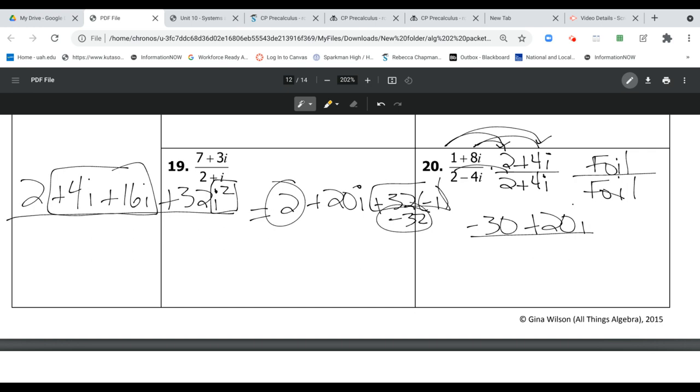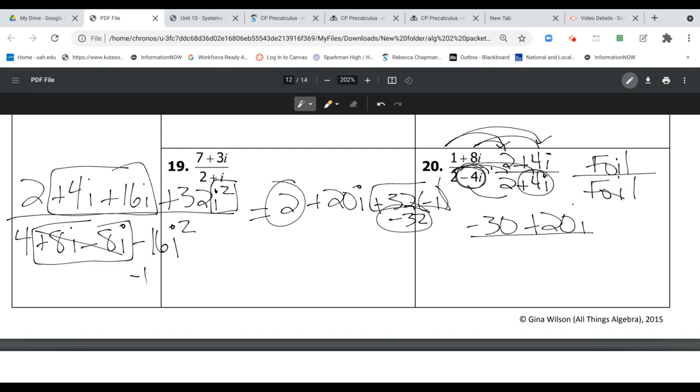So 2 times 2 is 4. 2 times 4i is 8i. Negative 4i times 2 is negative 8i. And you see how those are opposites, so they'll cancel. Negative 4i times positive 4i is negative 16i squared. So when I add these two together, they cancel. I get negative 16 times negative 1 because every i squared becomes a negative 1. And that gives me 16. 4 plus 16 becomes 20. So my denominator turns into one number with no imaginary unit in it.